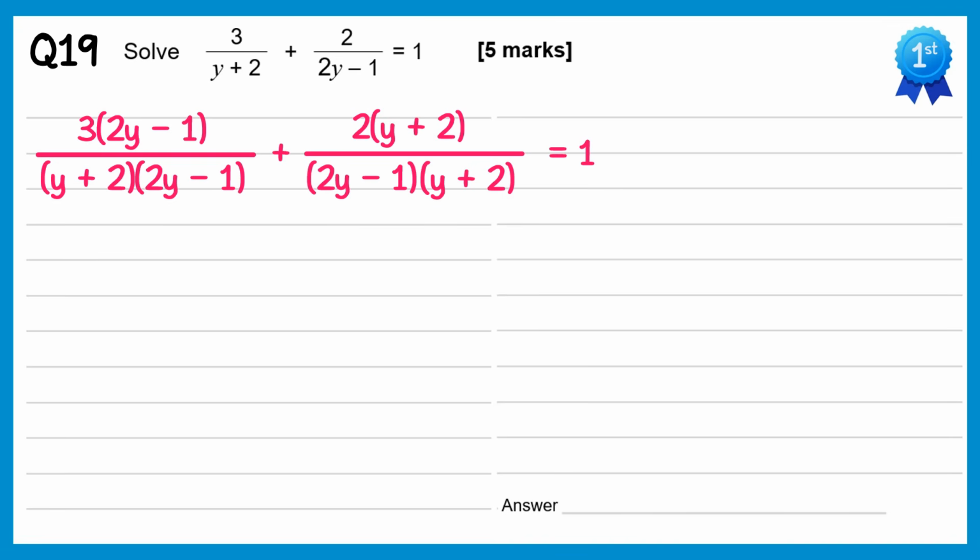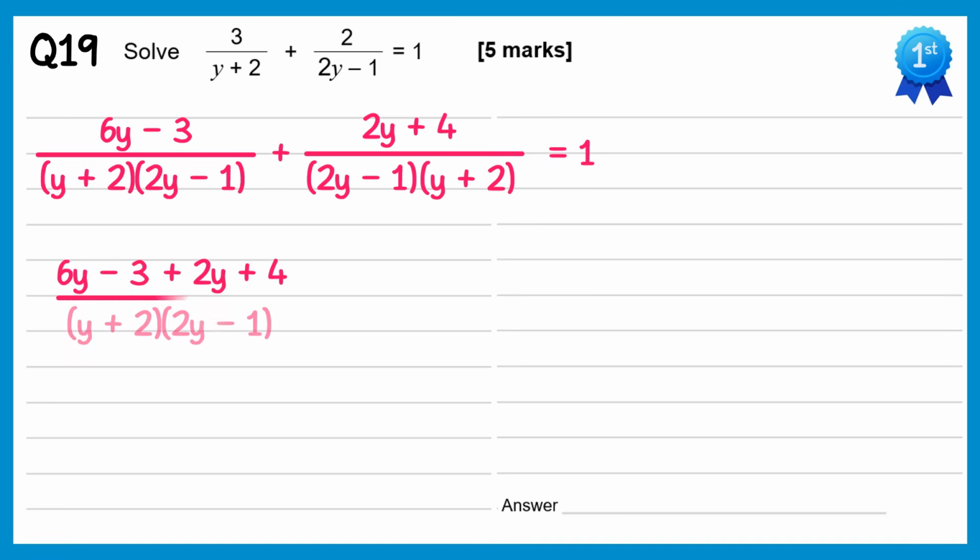We can expand out those brackets on the top of each of the fractions, so 3 lots of 2y minus 1 is just 6y minus 3, and 2 lots of y plus 2 is 2y plus 4. We can now combine these fractions into one fraction, so on the top we've got 6y minus 3 plus 2y plus 4, all over y plus 2, 2y minus 1, and on the right hand side equals 1. We can simplify this bit here. 6y add 2y is 8y, and negative 3 plus 4 is plus 1.